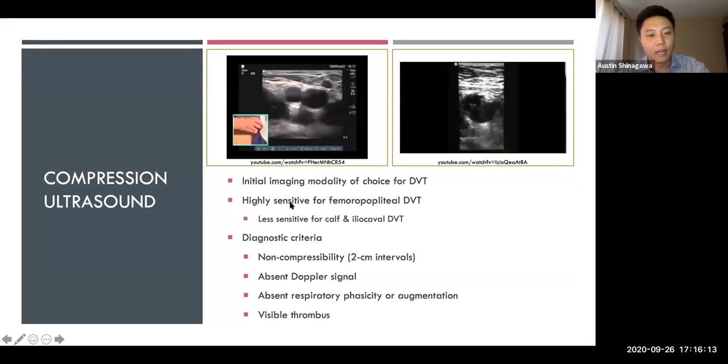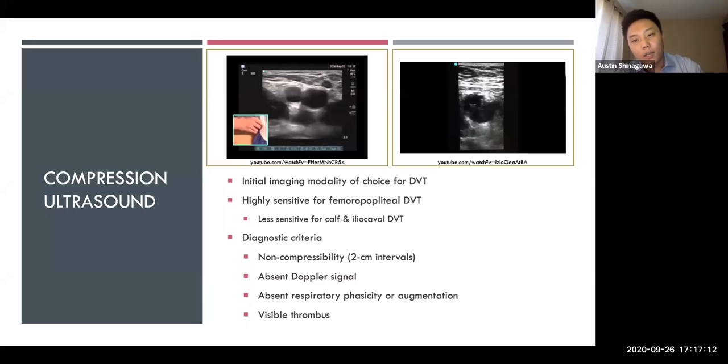And so another diagnostic modality we can use is compression ultrasound. This is the initial imaging modality of choice for DVT, and it's highly sensitive for femoral-popliteal or proximal DVT and less sensitive for more distal ones. The diagnostic criteria for imaging thrombus on ultrasound is non-compressibility, and this is typically done at around 2 centimeter intervals up and down the vein. Also an absent signal on Doppler ultrasound, absent respiratory phasicity, which is expansion of the vein with respiratory cycles, as well as absent augmentation, which is compression of the vein at a more distal spot and then seeing if the vein size changes.